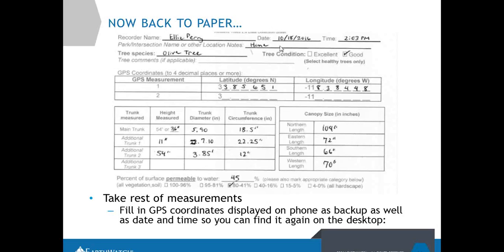Tree species, just to make sure that we can correlate this back to whatever is on your phone. Also tree condition. This GPS coordinate is just what was displayed on my phone back on that field. Whatever the confirmation was on that, I'll write that in as another way of tracking that back and making sure that these measurements line up. And then from there, continue on with all the rest of the fields, measuring the trunk, measuring the canopy size, permeable surface, etc. Once you have that on paper, you can go onto the desktop version.